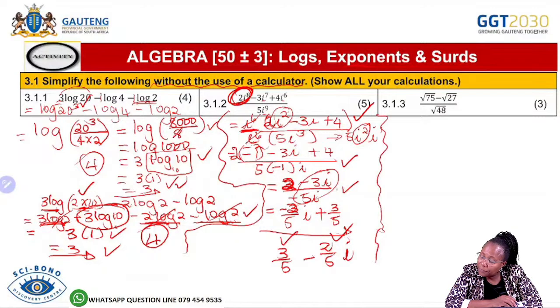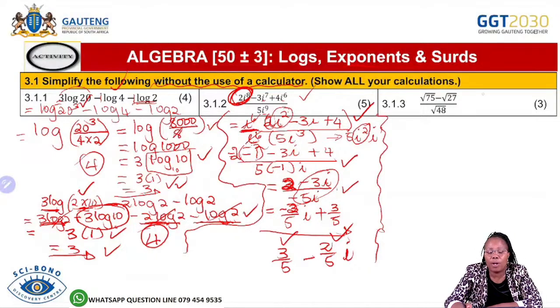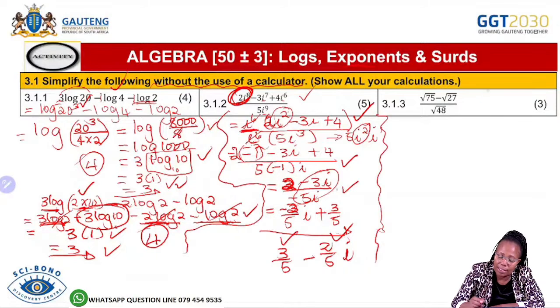3.1.3, we are having a surd now. The first one was a log, this one was exponents together with your complex numbers. 3.1.3, you are having your surd application. And then remember, we are still simplifying. When you simplify a surd, grade 12, your calculator will assist you in this case.